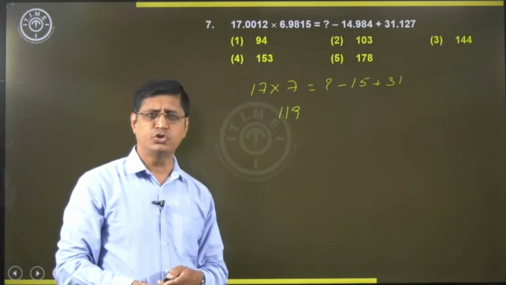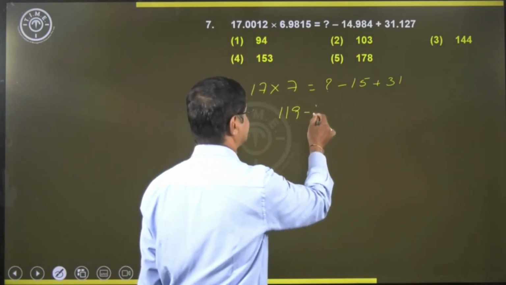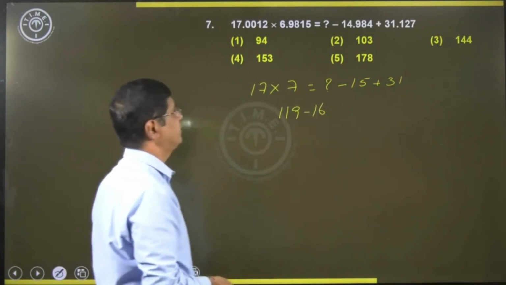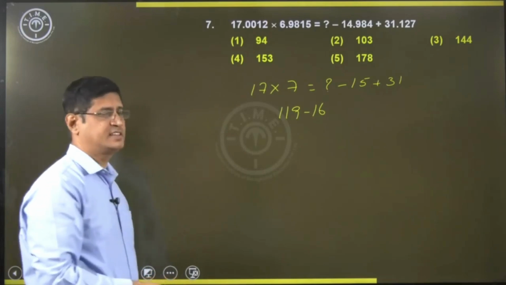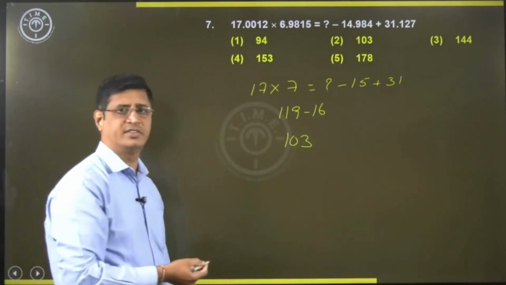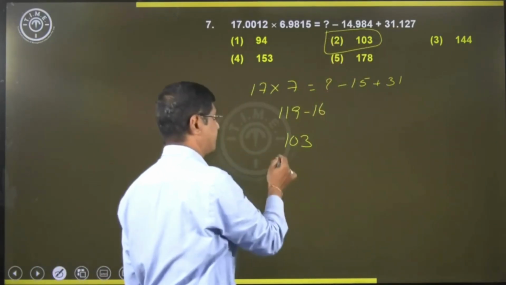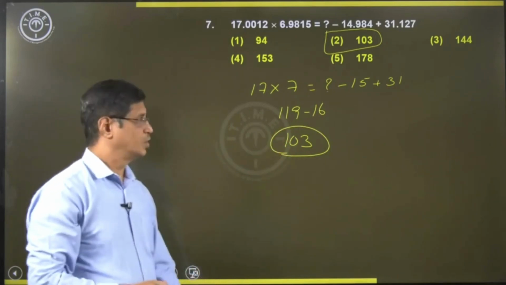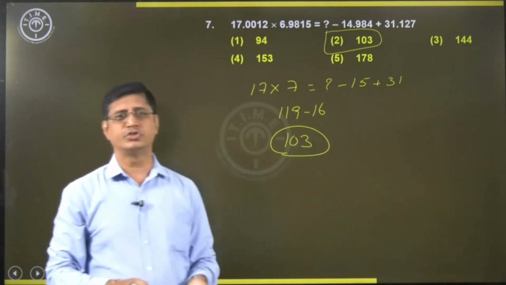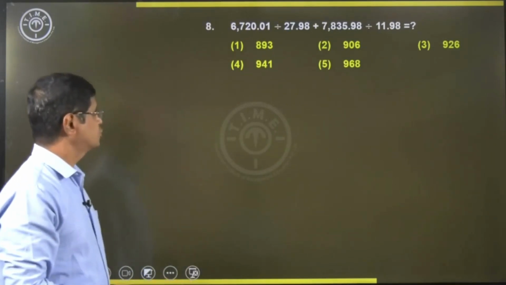So 16 is positive or negative? Positive. When you take it to the other side, it will become minus 16. Then simplify this. 119 minus 16 is equal to 103. 103 means the right choice is option number 2. Second choice is the right answer. Okay. So 31 minus 15 is equal to 16. Take the 16 to the other side. Question number 8 on your screen.